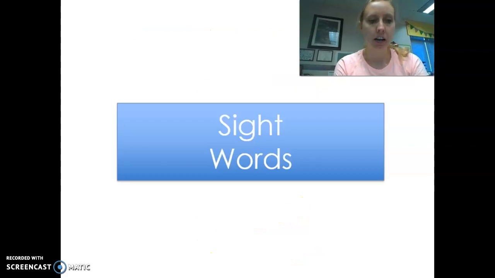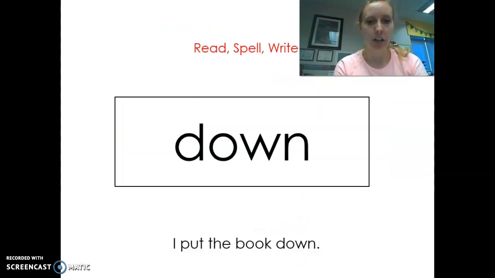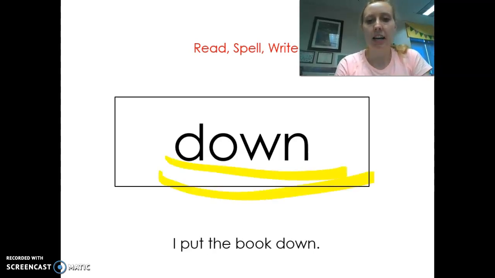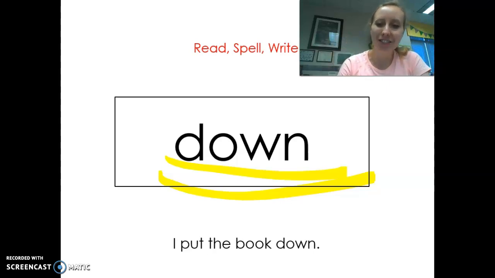Okay, here are our sight words for this week. This is the word down. Read the word with me. Down. The word down is spelled D-O-W-N. Spell the word with me. D-O-W-N. The word down is spelled D-O-W-N. Write it with me.